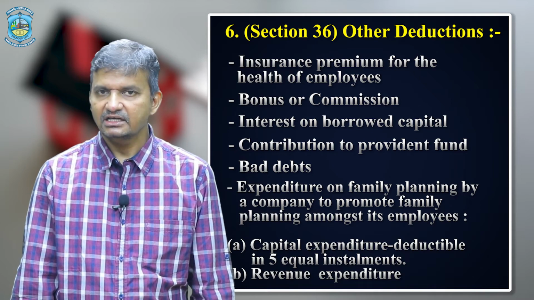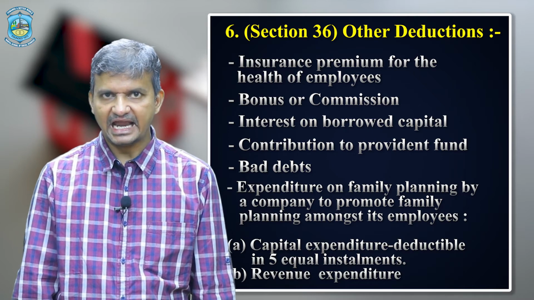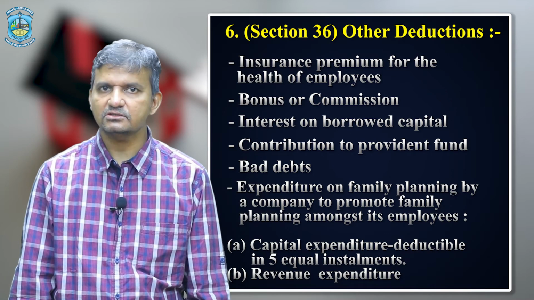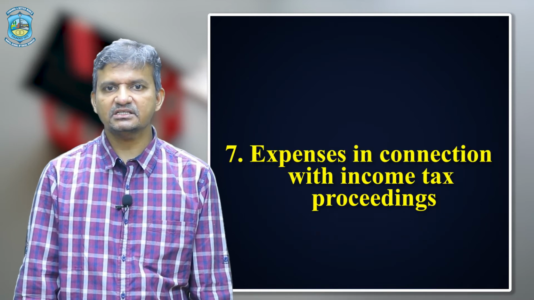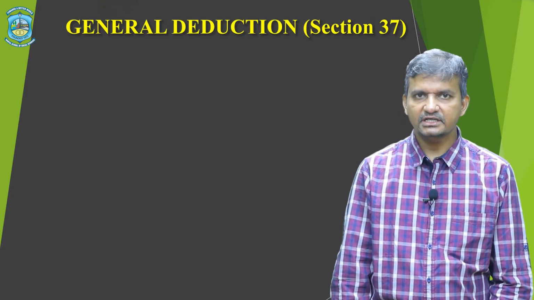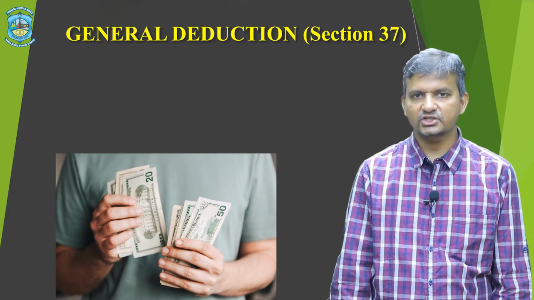In this case, revenue expenditure would be deductible, and if it is a capital expenditure, then it is deductible in 5 equal installments. Next is expenses in connection with income tax proceedings. And now we have section 37, which talks about general deductions.